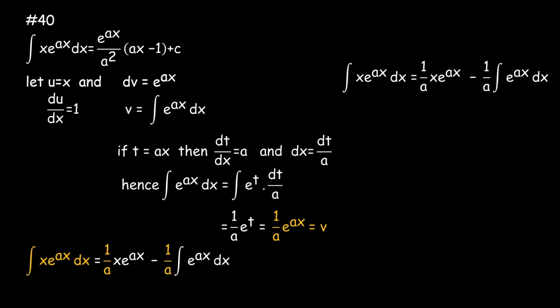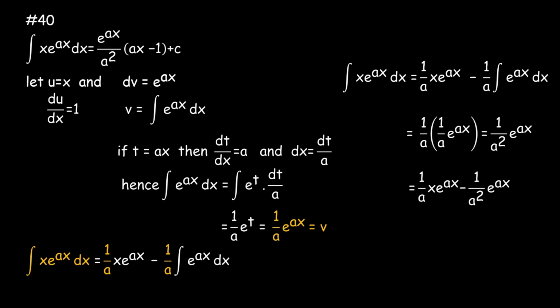Okay, if we're focusing just on the right hand side of the equation, which is the integral of e to the power ax, we would see that the 1 over a would multiply each other to give 1 over a squared e to the power ax, right? Then we substitute back, and we'll get 1 over a x e to the power ax minus 1 over a squared e to the power ax. And our final answer should include a c.